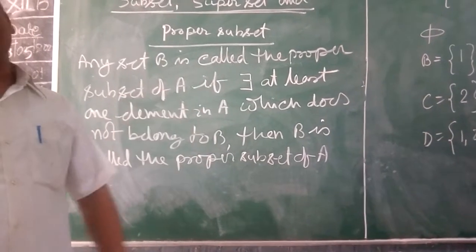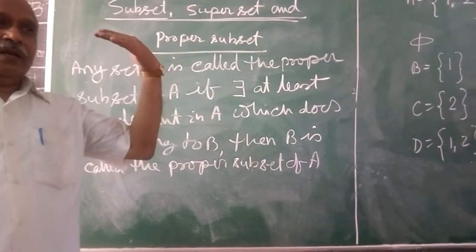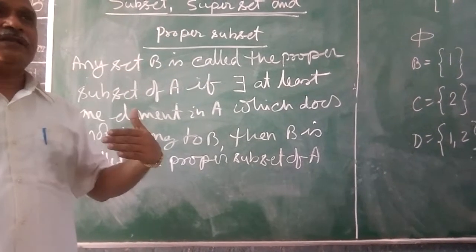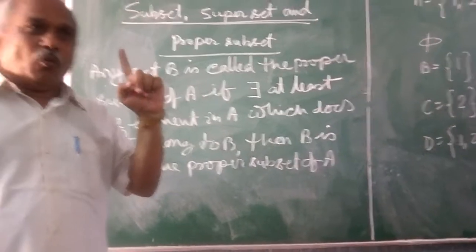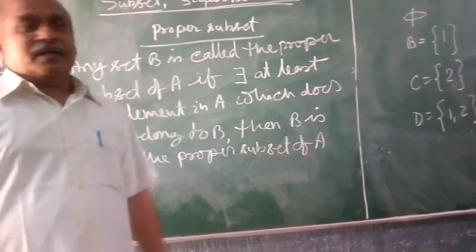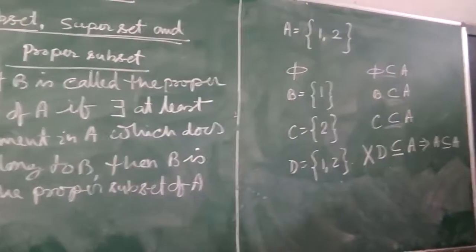You will keep it in mind. Smaller may be smaller by one element, smaller by two elements, smaller by three elements. At least one element should be smaller than the original set. Then B is called the proper subset of the set.